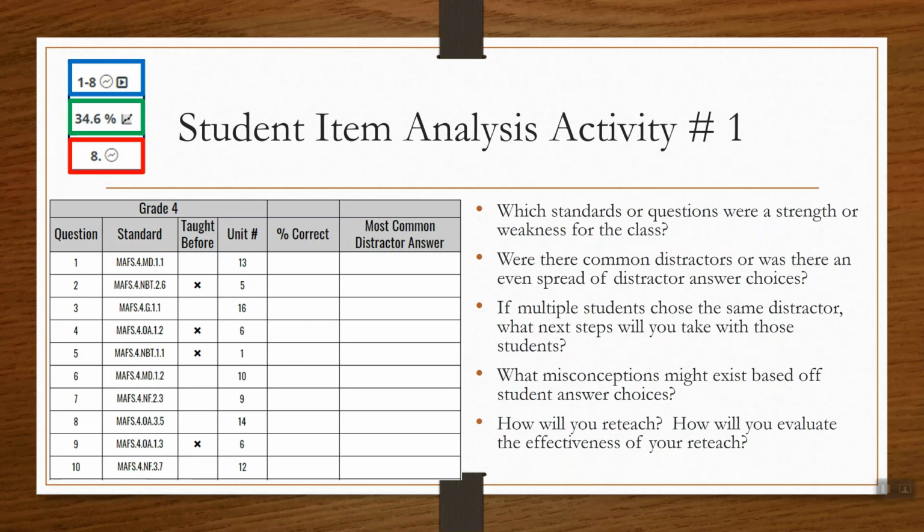What misconceptions might exist based off of student answer choices? Is there something that the teacher might have said that would have accidentally led the students to believe something that is incorrect? And then, of course, the final question, how will you reteach this and how will you evaluate the effectiveness of your reteaching? Simply limiting this kind of activity to approximately 20 minutes, keeping the focus on just this one topic, and requiring the teacher to have a product will help the teacher stay focused on what can be done.